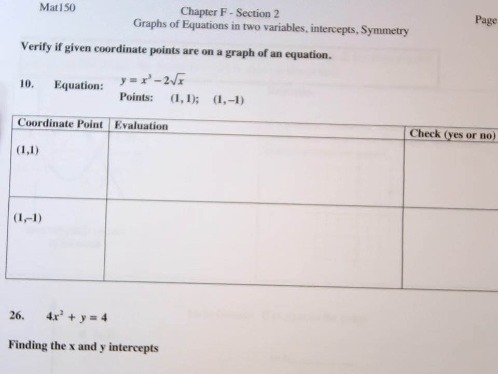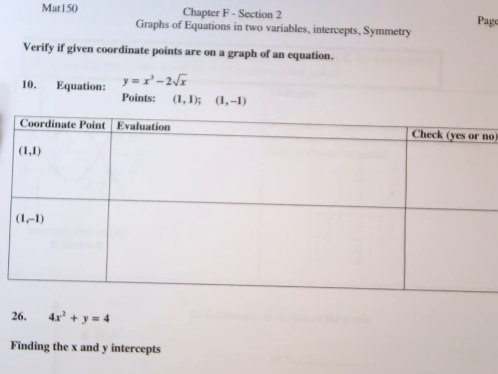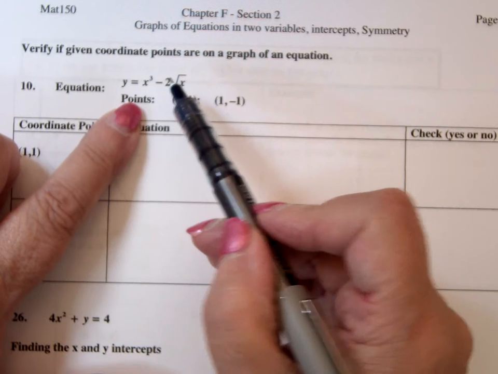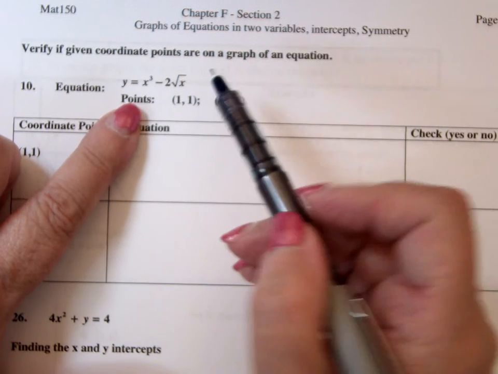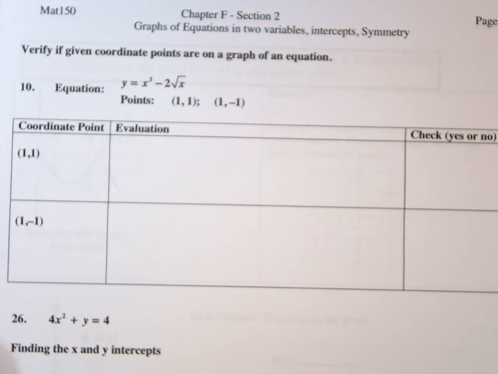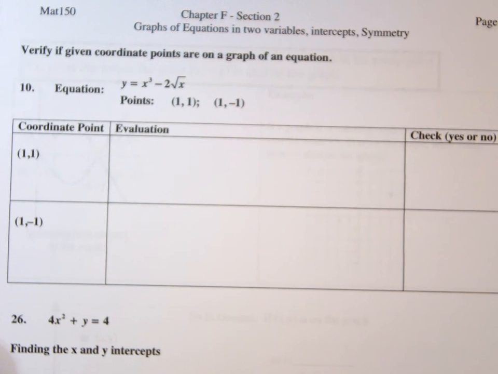Okay. Verify if a given coordinate point is on the graph of the equation. So the equation we're given is y equals x cubed minus 2 times the square root of x. How do I know if a coordinate point is on the graph? Plug in, and what should happen? The two sides should be equal, right?